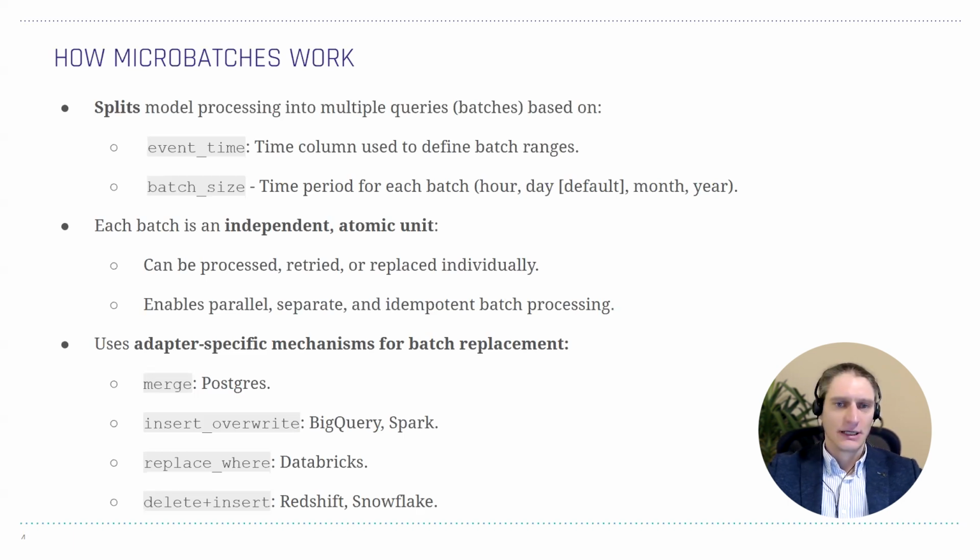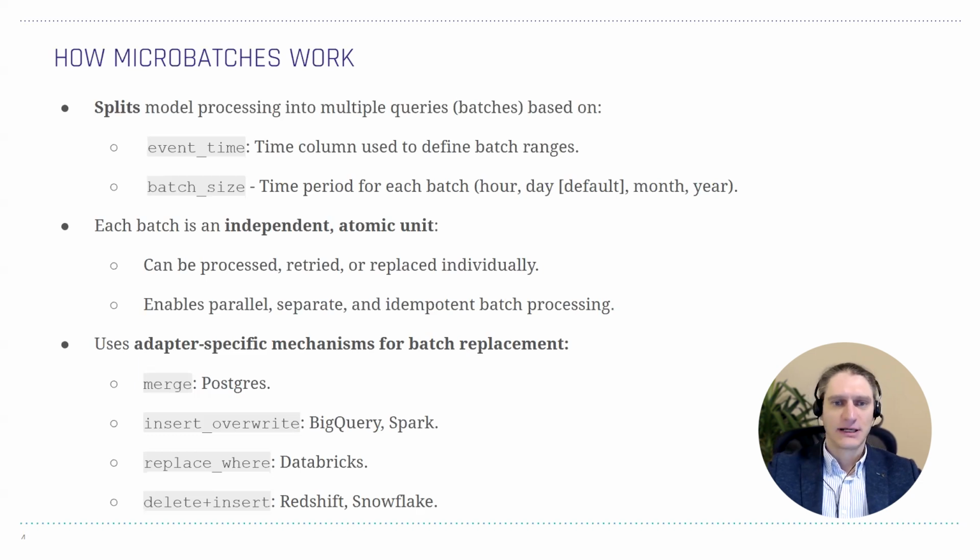The specific way microbatches are implemented depends on the adapter we are using. For example, on Postgres, dbt uses the merge strategy, which updates or inserts data. BigQuery and Spark rely on an insert overwrite approach, and Databricks uses replace where to achieve the same goal. On Redshift and Snowflake, dbt uses the delete+insert strategy, and we will look at this in our demo session with Snowflake.